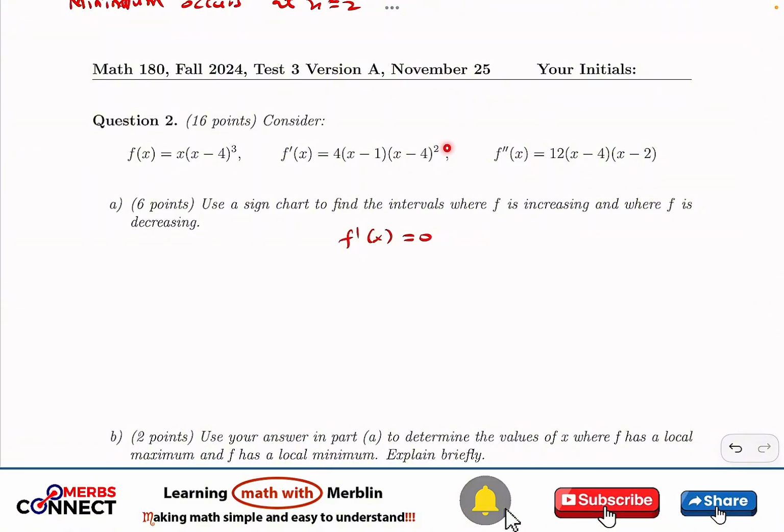So now let's look at this function here. What are the values of x that make this function 0? I can see that when x is 1, this will go to 0, and when x is 4, this one too will go to 0.